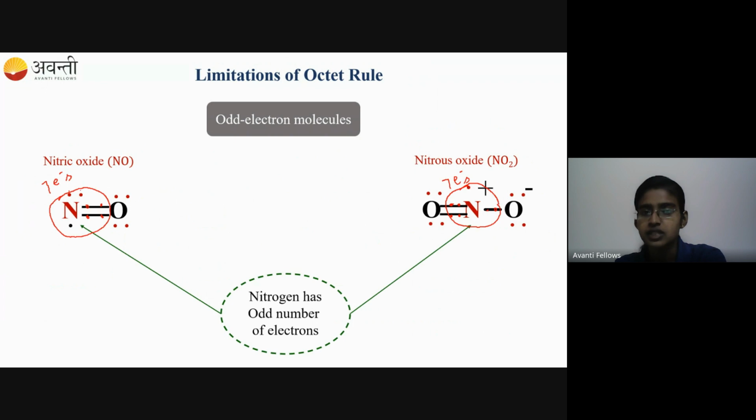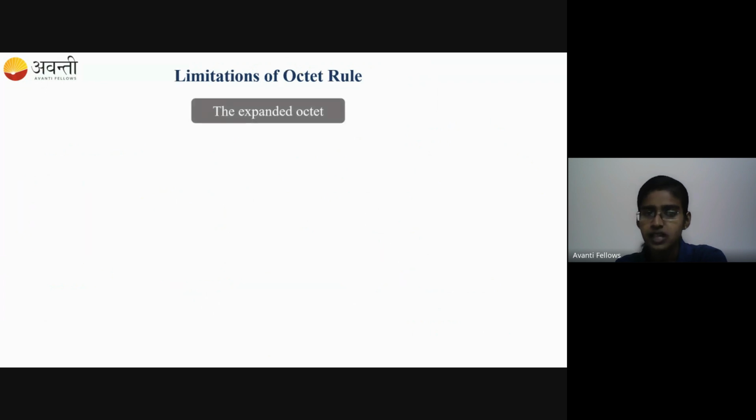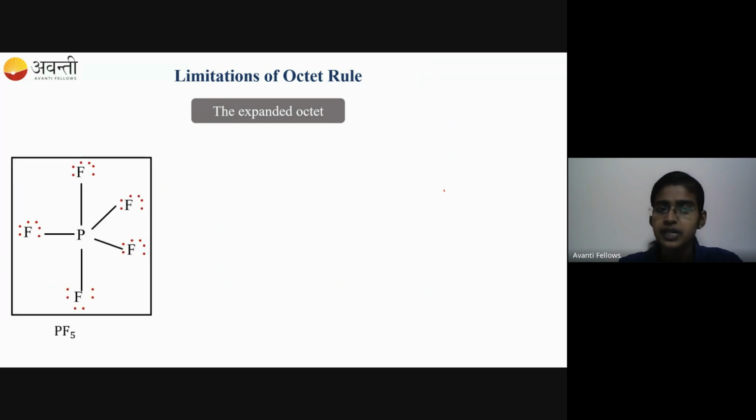And coming to the third limitation, that is expanded octet. Expanded means more than 8. The central atom contains more than 8 electrons, but they are stable. The first example for this is PF5. You see here, the number of bonds around phosphorus is 5. Okay, so each bond contains 2 electrons. So 5 bonds means around this phosphorus, how many electrons we would have? 10 electrons, right? It is more than 8. Okay, that is expanded octet, but a stable compound.